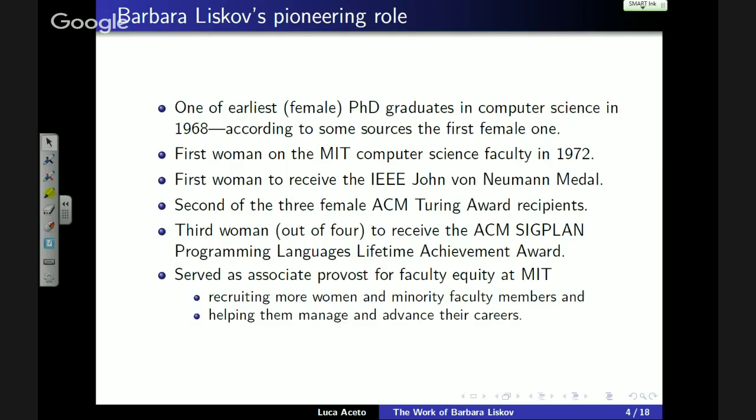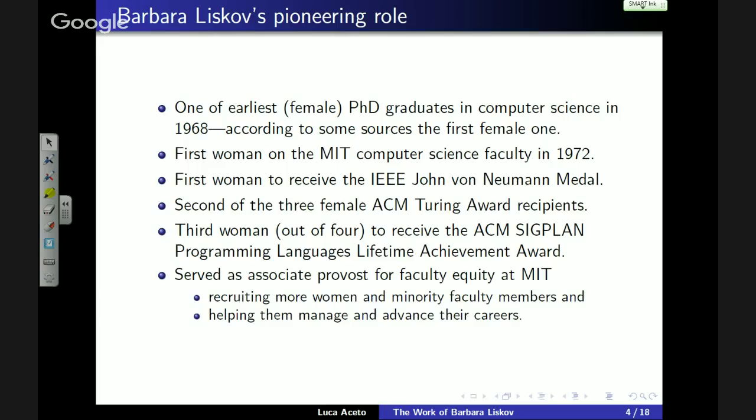That was the year when I think Nancy Lynch, who's now a famous professor of computer science at MIT, finished her PhD under the supervision of Albert Meyer. She was the first woman to receive the IEEE John von Neumann Medal, second of 3 female ACM Turing Award recipients. Frances Allen and Shafi Goldwasser are the other 2. She was the 3rd out of 4 women to receive the ACM SIGPLAN Programming Languages Lifetime Achievement Award. So it seems like SIGPLAN is better at honoring the work of women than other SIGs and the ACM Award. Perhaps more women work in programming languages, I don't know.